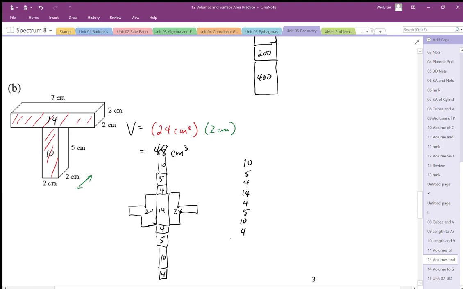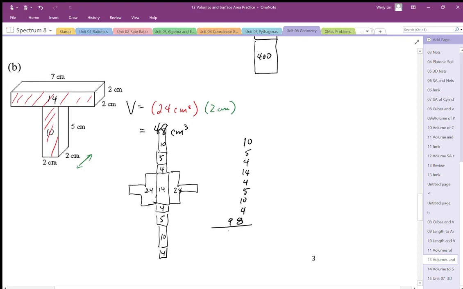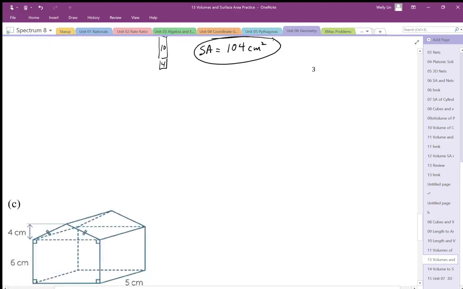I'm going to add those as 48. Okay, so I've got 19, 33, 37, 42, 52, 56. 56 plus 48 is going to give me 104 centimeters squared. So there's my surface area. Okay, so my volume was 48 cubes, surface area is 104 squares.